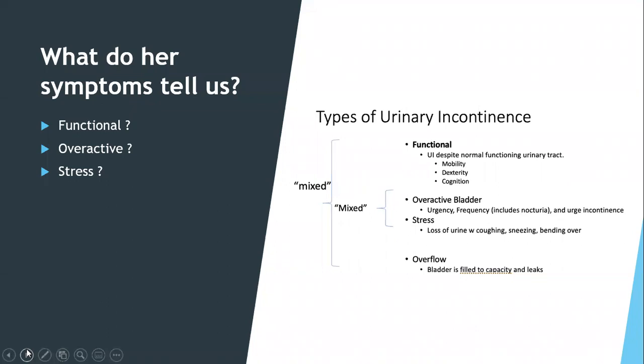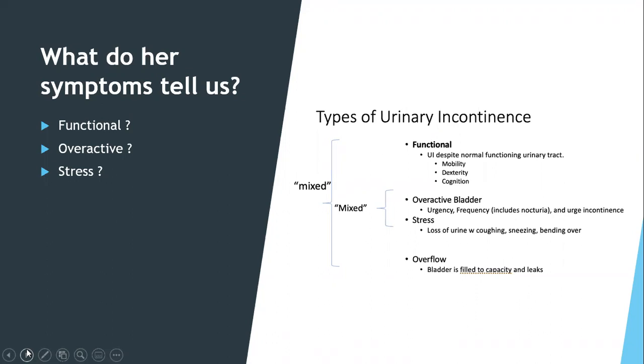Multifactorial. That's where we're going to cross out mixed and put in multifactorial. That's because, just like many of our patients, she has more than one thing going on. She has some evidence of functional problems with her arthritis and her mobility issues.